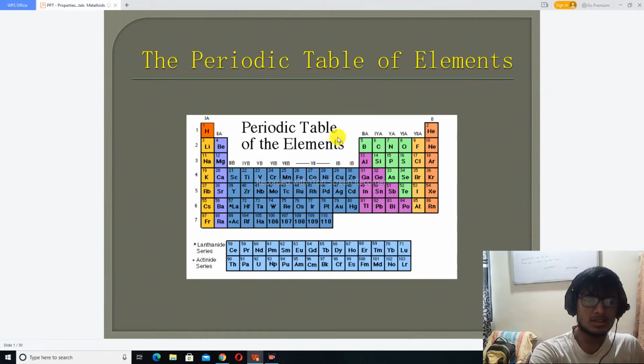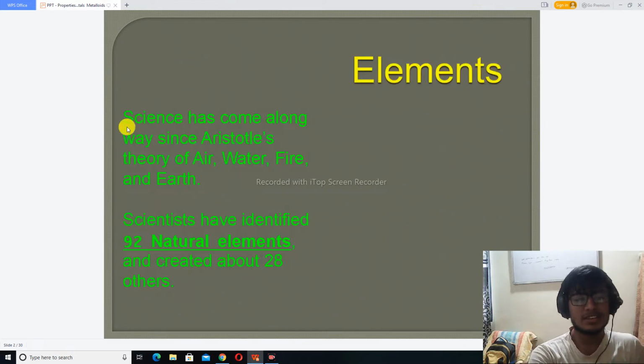Table. It has every metal and element's values given there. This is also known as the periodic table. So, elements: science has come a long way.